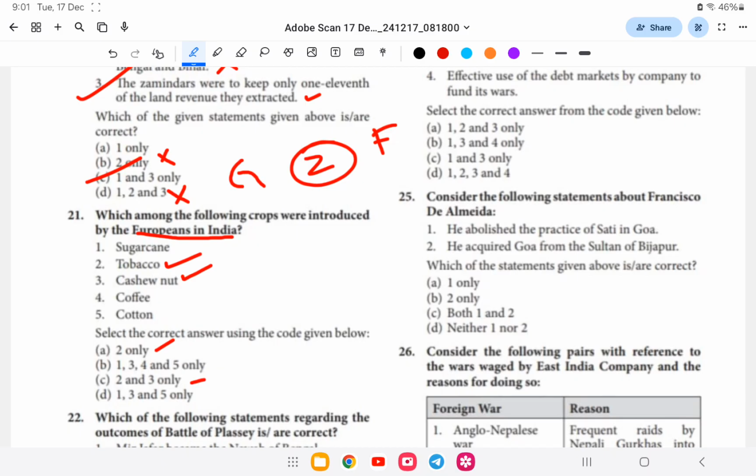The Portuguese introduced papaya, pineapple, and cashew nut. Remaining, coffee and cotton: cotton was already there in the Indus Valley, so it is a very old crop. Sugarcane is already indigenous to India, and coffee was introduced in India by the Arabs. So 2 and 3, the answer is C. That is 2 and 3 is the correct answer.